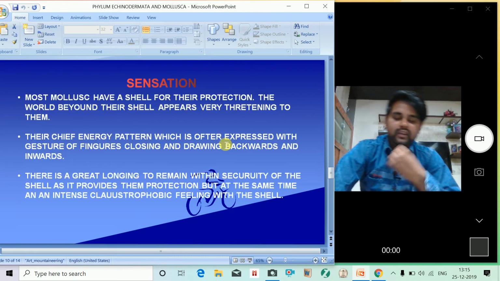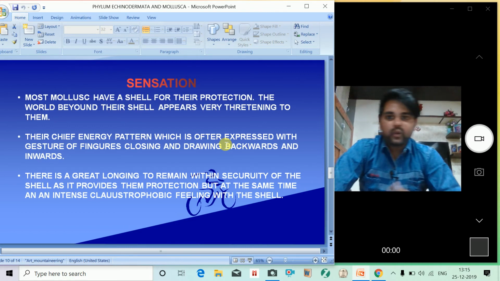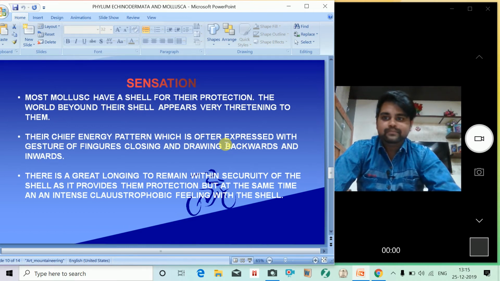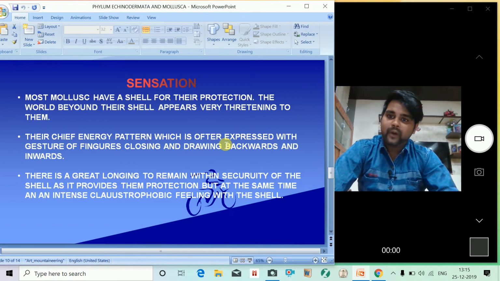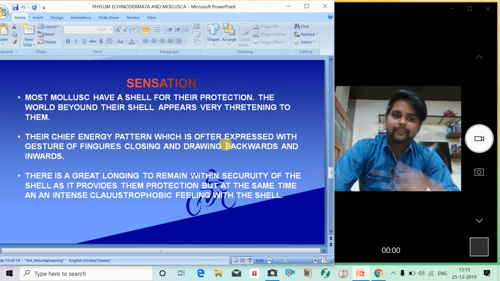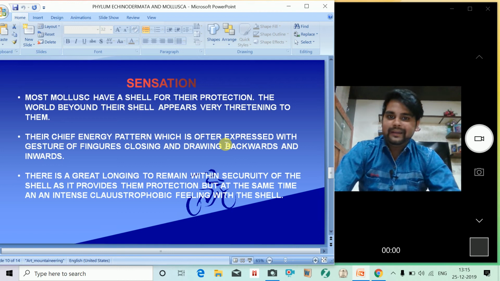So what is the major sensation of this phylum Mollusca? They have a shell for their protection, and the world beyond their shell appears threatening to them. It's so interesting. They need a constant shell. They want to be in that shell. Beyond that, the world will feel threatening to them. They have a sensation like that.